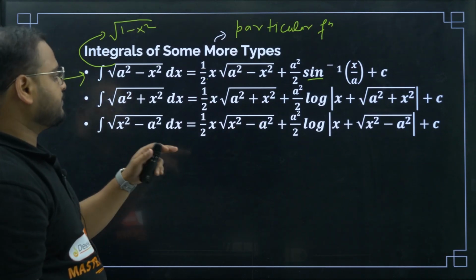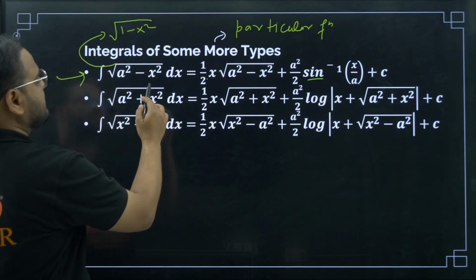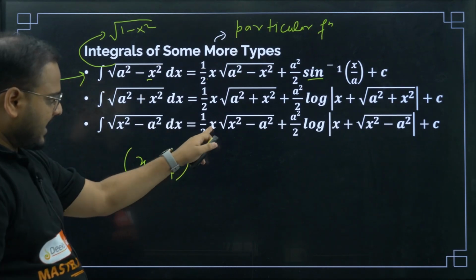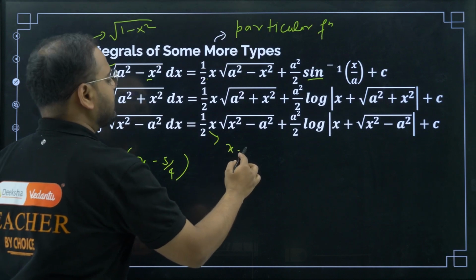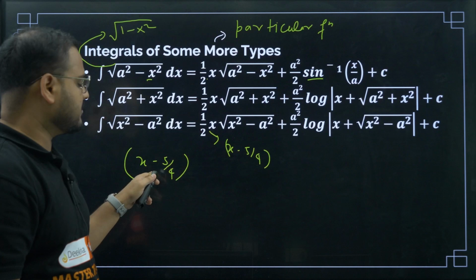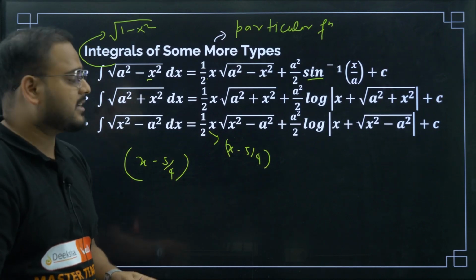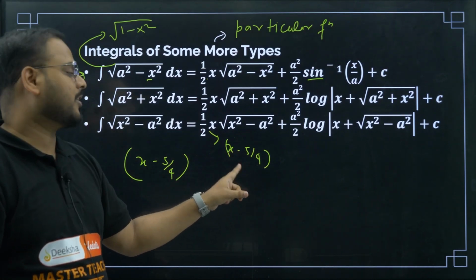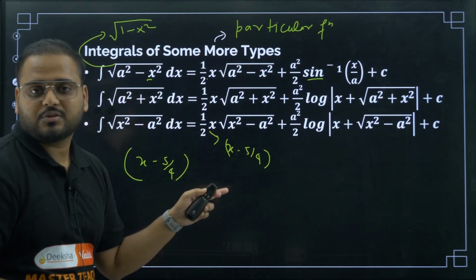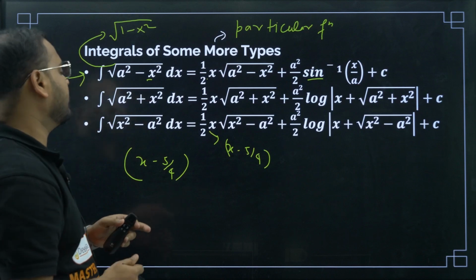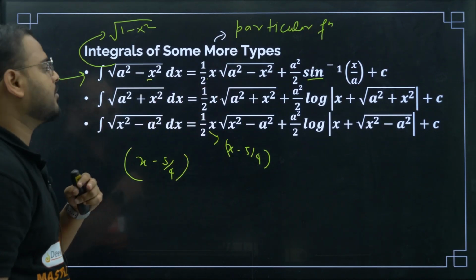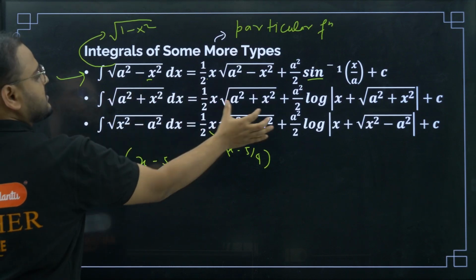Now, if instead of this x, there is a bigger expression, like x minus 5 by 4, then you write this x as x minus 5 by 4. Please understand this. Whatever the variable part is, the entire thing has to come. x has to be free from any coefficient. Your coefficient of x has to be only 1. So 1 by 2 x, whatever is in this root, the same thing you write here. Check here. This root, same thing.